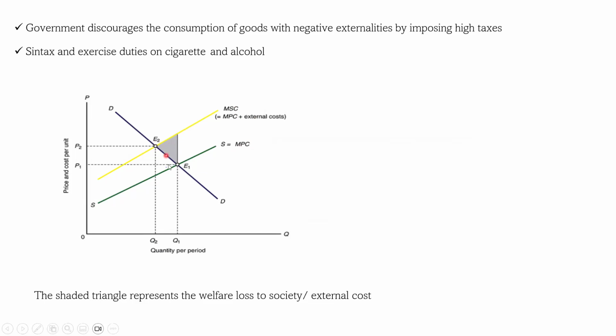Because with the introduction of taxation, you can see that this was going to be the quantity that was going to be consumed. But now because of the tax, it is decreased to Q2. So this space here is the external cost to the society, or the welfare that has been lost. So you need to be able to draw this graph, yeah?